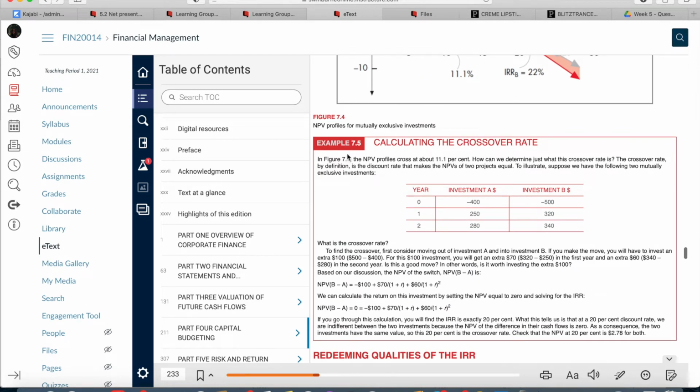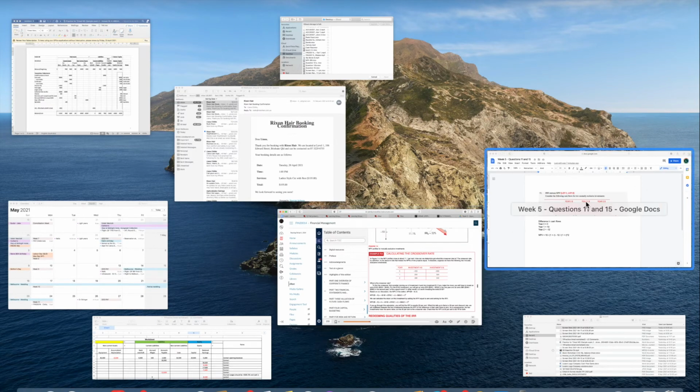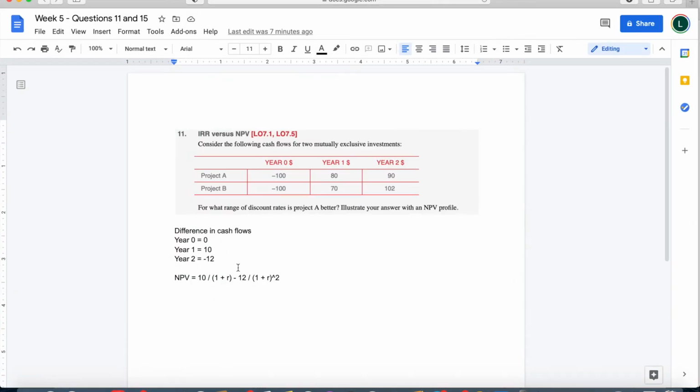And this here is example 7.5. This is also a really good example of how to calculate. But let's flip back. Using that example, we can do the basis of this calculation here. What we're doing is trying to find the crossover rate. There's a really simple way to do it on the financial calculator, which I'll flip to in a second, but I'll tell you when I'm doing that.